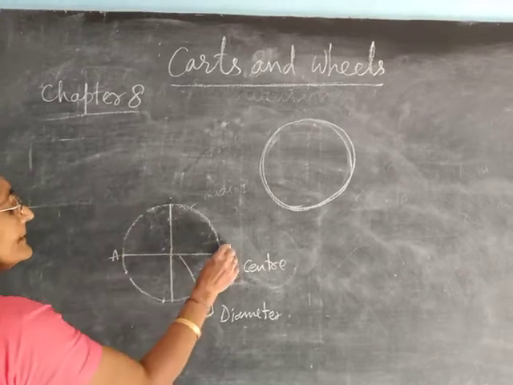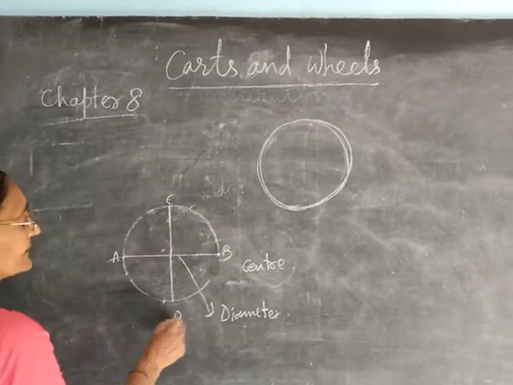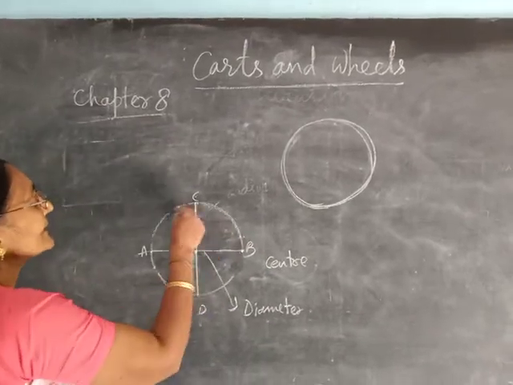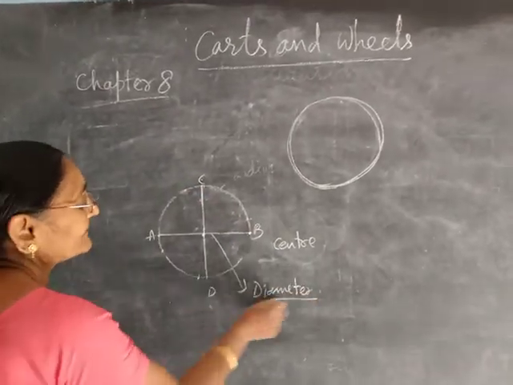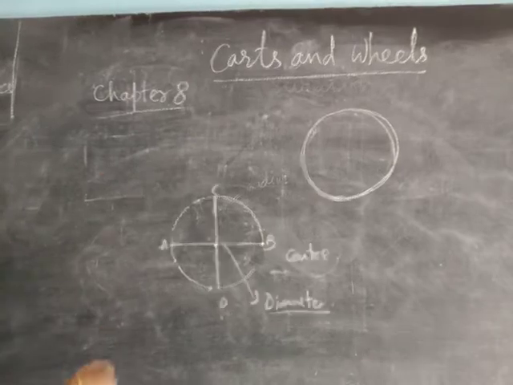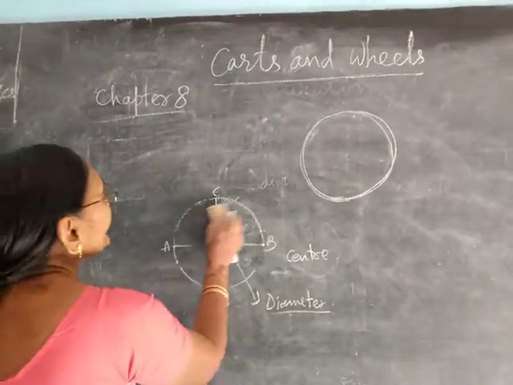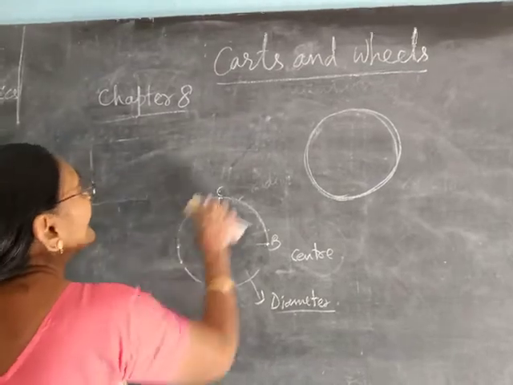Any line passing through the center, how many lines will pass through the center? That is called a diameter. So you can draw many. This is a diameter. Then another point is there.